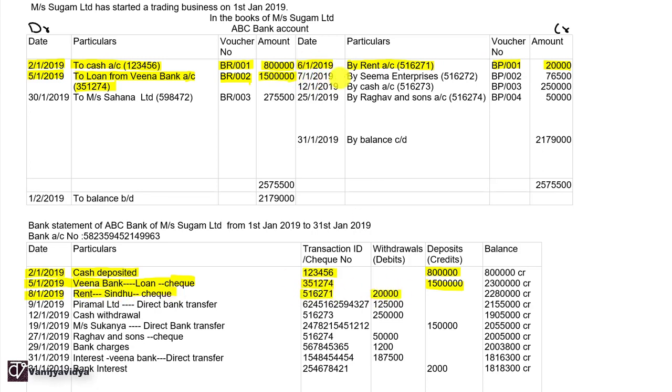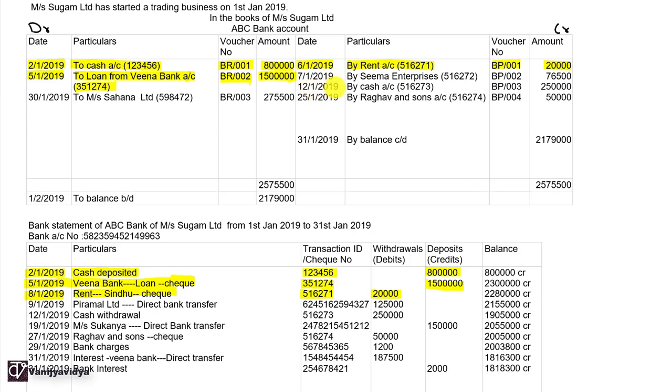Next, 7 Jan 2019 by Seema Enterprises, 516272, BP002, 76,500. Let's see. Now if you see on the debit side of your bank statement, we can't find the amount of 76,500. So it's not there in the bank statement. We won't mark this transaction.